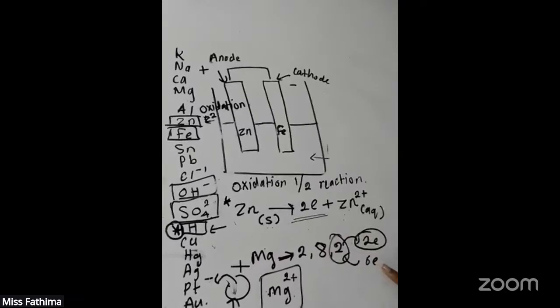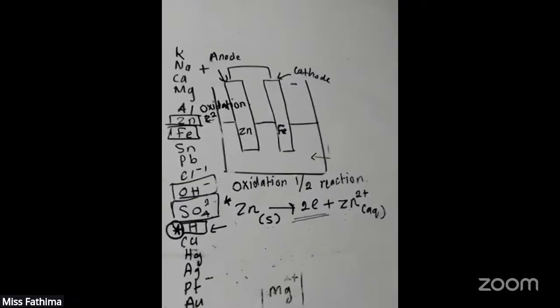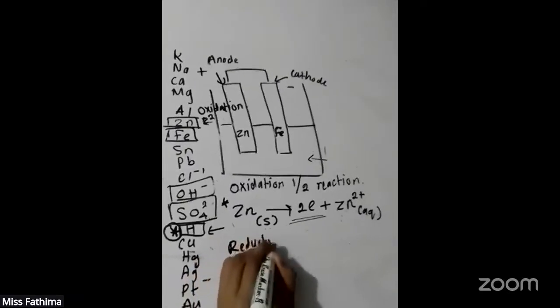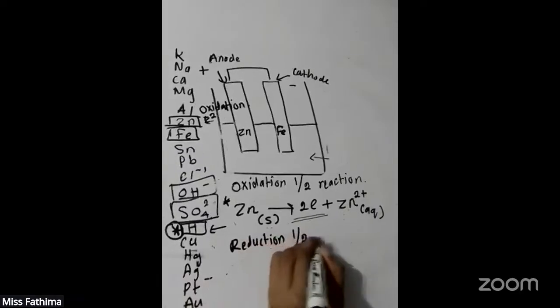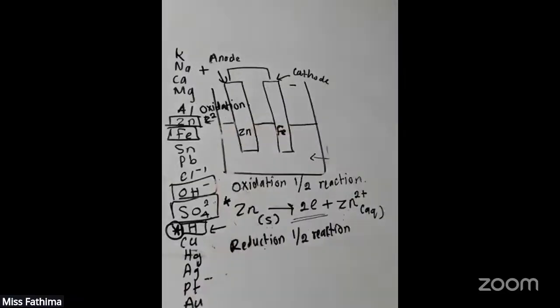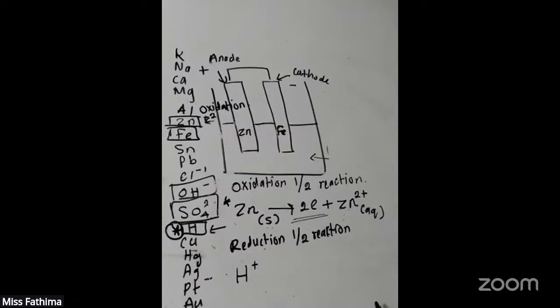Right. Yes. Then, okay. Now you have to know the reduction half reaction. So, what is the element that undergoes the reduction half reaction? What is the element below in the reactivity series which I have marked? Hydrogen. Okay, hydrogen plus. This is plus.